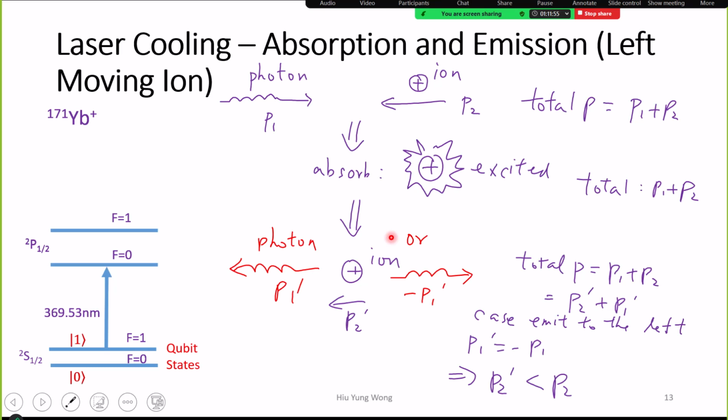Of course, I don't do any emission, but now you hit me, right? The ball will bounce back, right? So I will gradually slow. That is just the idea of cooling the atom. Yeah.